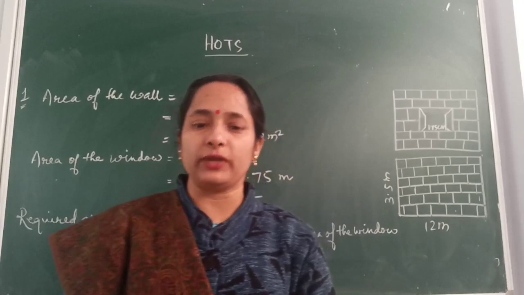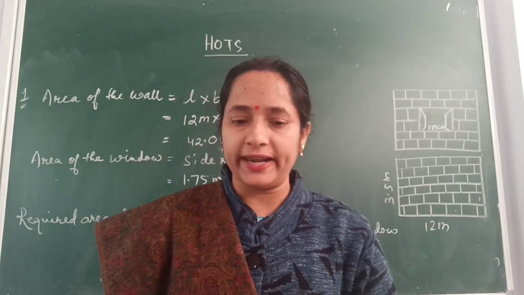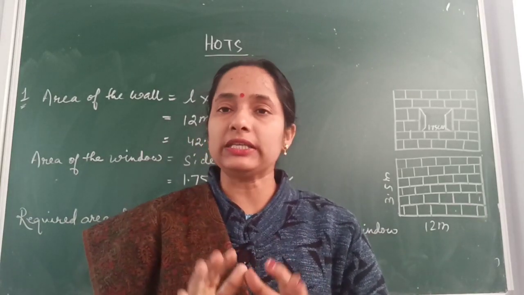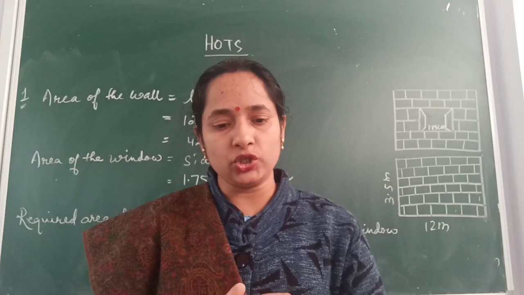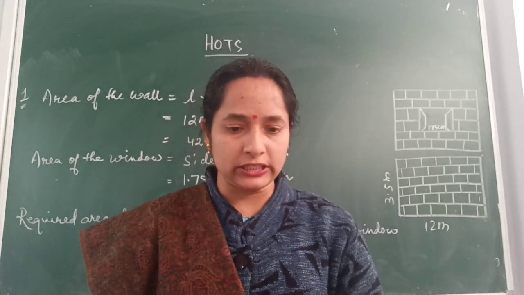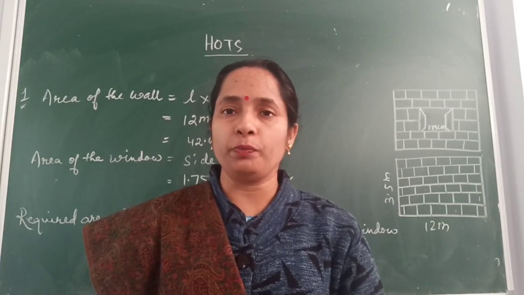The first question we have: a painter has to paint a wall of length 12 meters and breadth 3.5 meters. It has a square window whose side is 175 centimeters. What area of the wall does the painter have to paint?